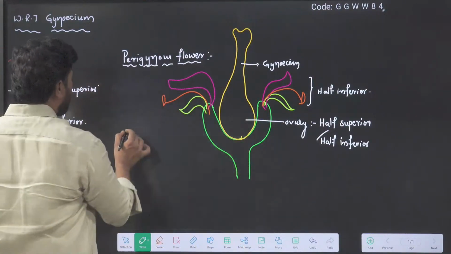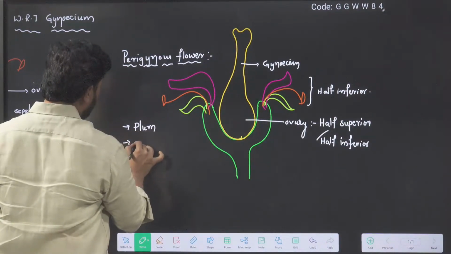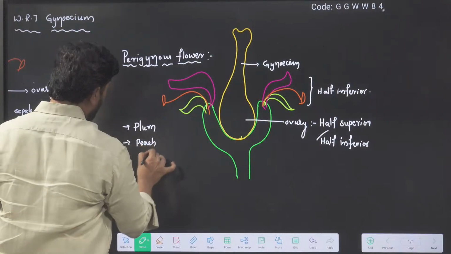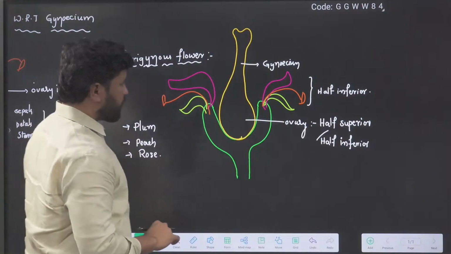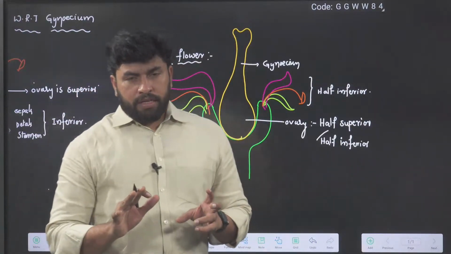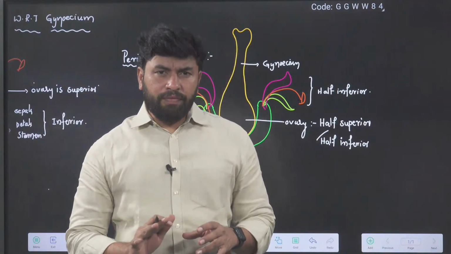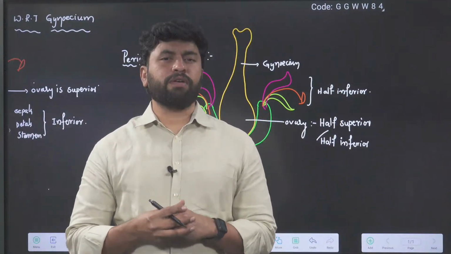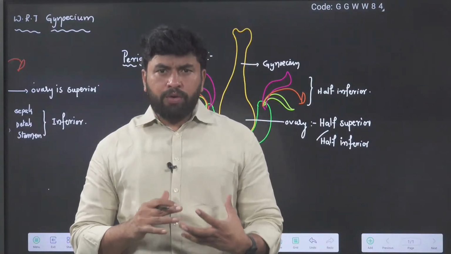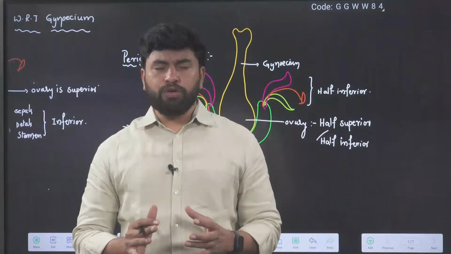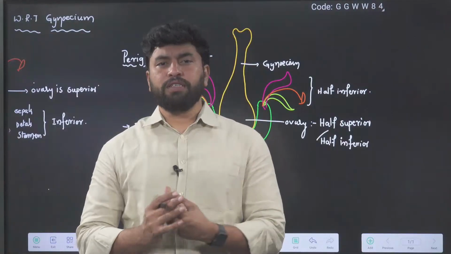The best examples of perigynous flower: plum, peach, rose. One thing, my dears, if anybody asks, are plum, peach, rose the only three flowers carrying this perigynous condition? Obviously not. But how many can you remember? It is not possible to remember a great many plants showing a particular morphological character.